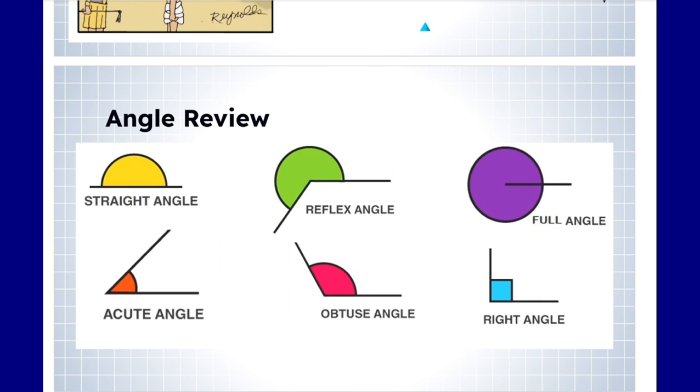We have a straight angle, which forms 180 degrees or forms a straight line. We have a reflex angle, which is greater than 180 but less than 360. We have a full angle, which is 360 degrees or a full circle. We have an acute angle, which is less than 90 degrees. We have an obtuse angle, which is greater than 90, but less than 180. And then we have a right angle, which usually is denoted or marked by a square to represent the angle, and that is 90 degrees exactly.